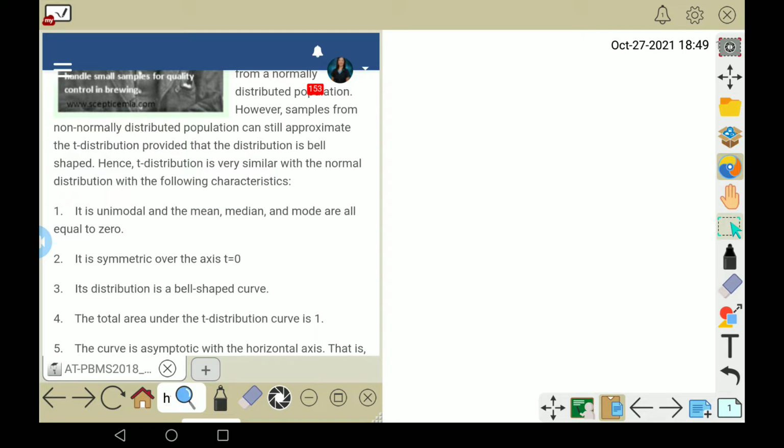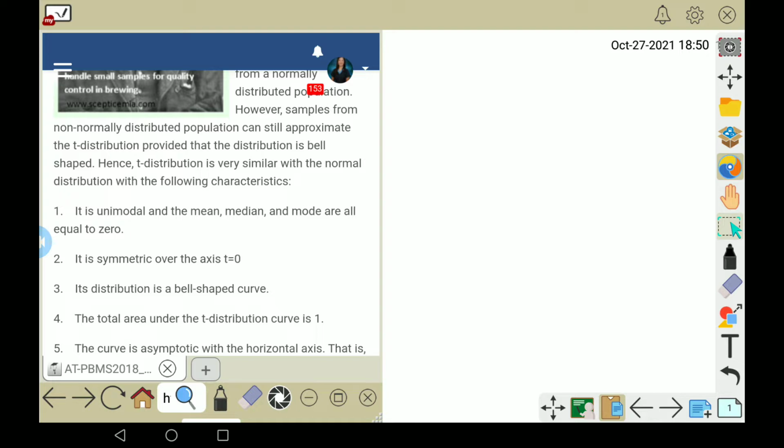These are the things that we need to take note of. Number one, it is unimodal, which means that the mean, the median, and the mode are all equal to 0. Remember that in your Z distribution or Z table, the mean is always equal to 0, and that is located at the center. So it is symmetric over the axis, T equal to 0.